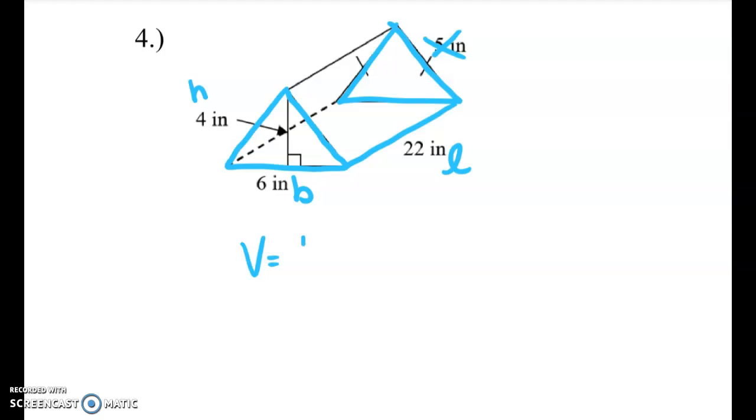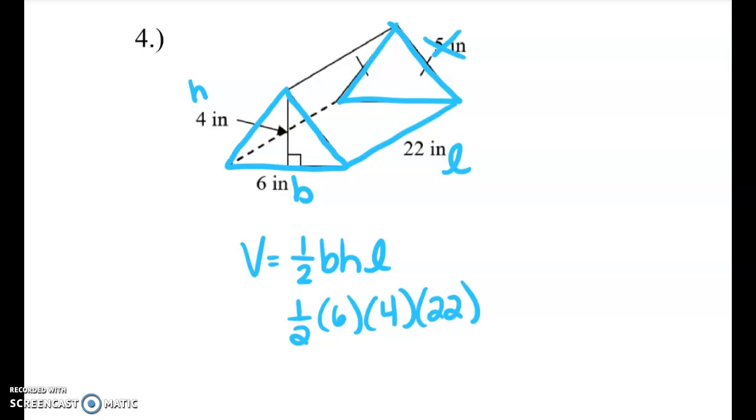So volume is 1/2 times the base times the height times the length. 1/2, the base is 6. The height right here is 4. And the length is 22. So 0.5 times 6 times 4 times 22 gives me an answer of 264 inches cubed.